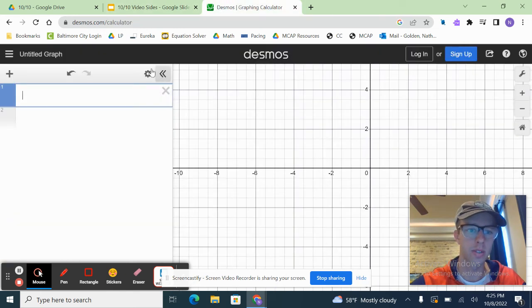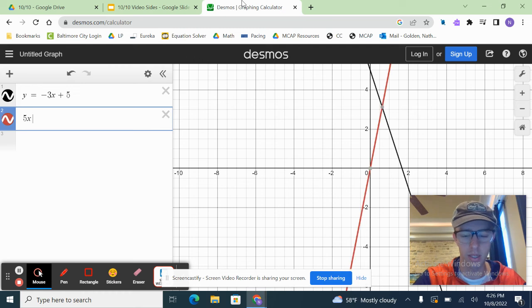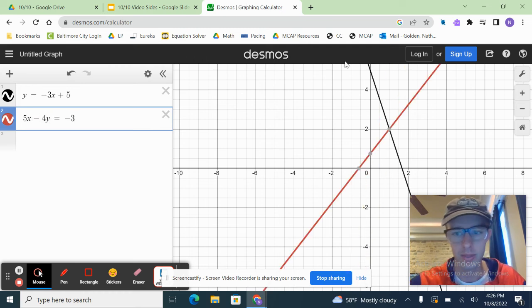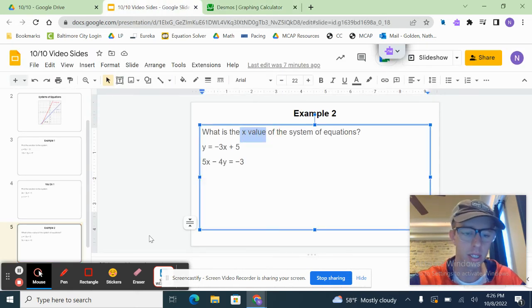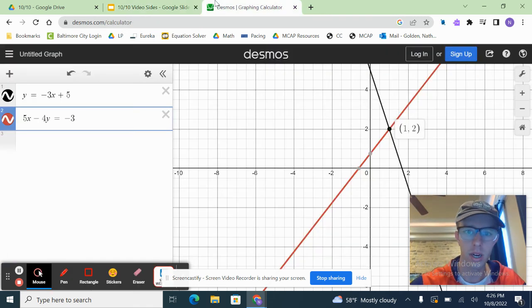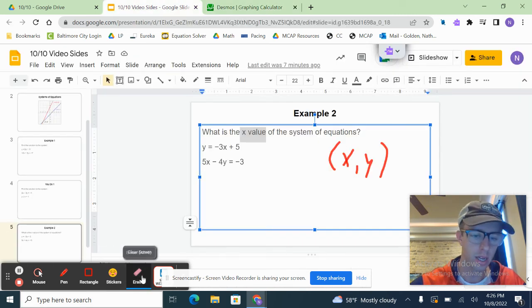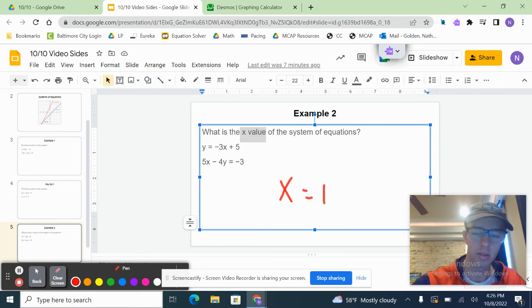Y equals negative 3x plus 5, and 5x minus 4y equals negative 3. All right, so now I've graphed both the lines, and look, they intersect at 1, 2. All right, but that's not the answer, right? I don't need the full answer this time. It just asks me for the x value. So to be successful, you just need to know that ordered pairs are x comma y. And so what was the pair? 1, 2, the x value is 1. So the answer to this is just x equals 1 or just 1.